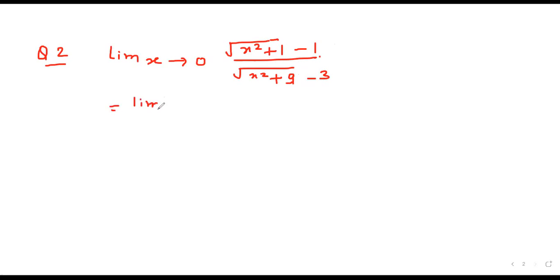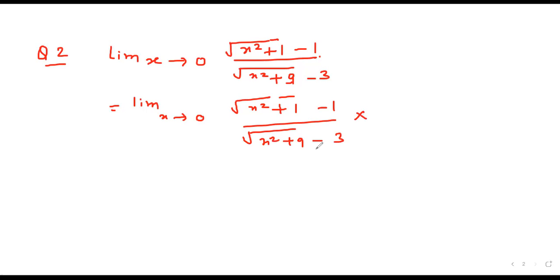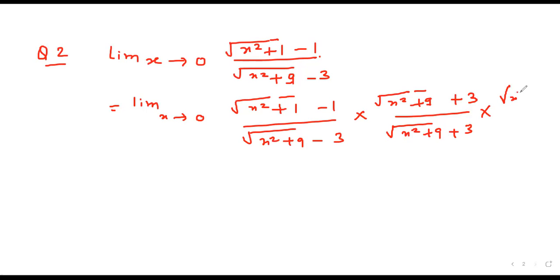So we get limit x tends to 0, root of x square plus 1 minus 1 divided by root of x square plus 9 minus 3, times root of x square plus 9 plus 3 divided by root of x square plus 9 plus 3, times root of x square plus 1 plus 1 divided by root of x square plus 1 plus 1.